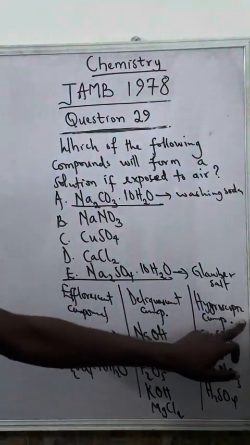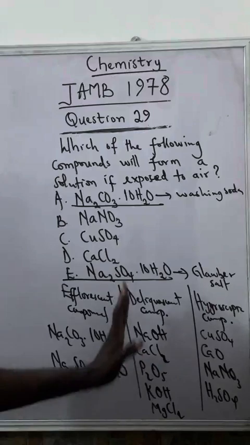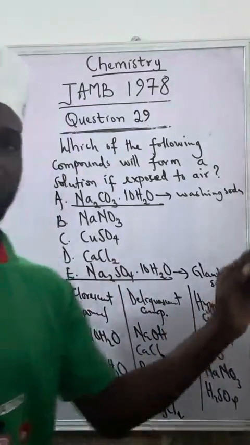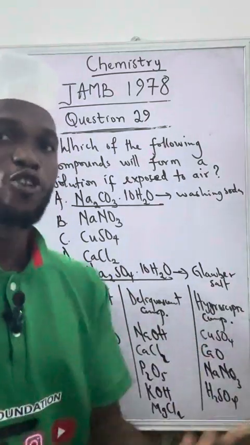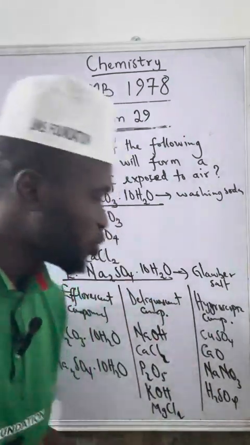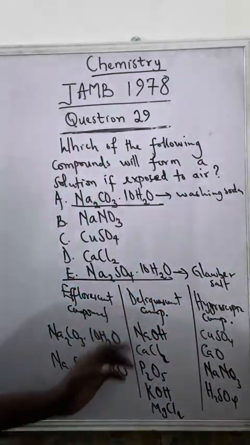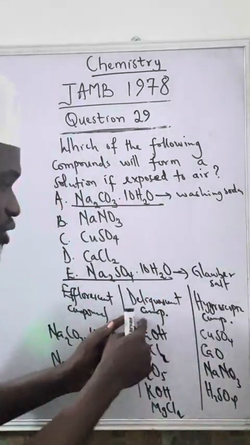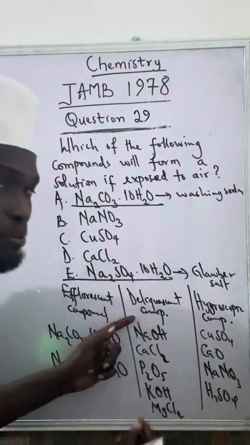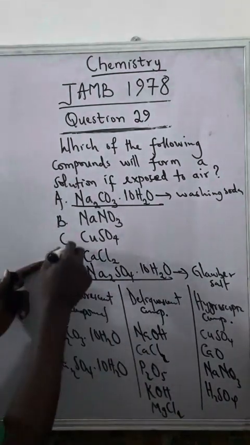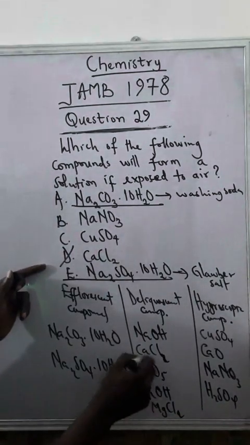But all what you have here can also be examples of this, because the concept of hygroscopy is when a substance attracts moisture. So if it now forms solution with it, it becomes deliquescent. So that's why all of these are also examples of this. But we are interested in the one that forms solution with it. So if you check the options, you see that calcium chloride belongs to this.